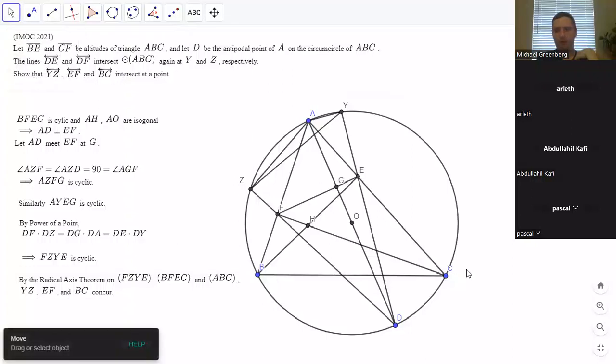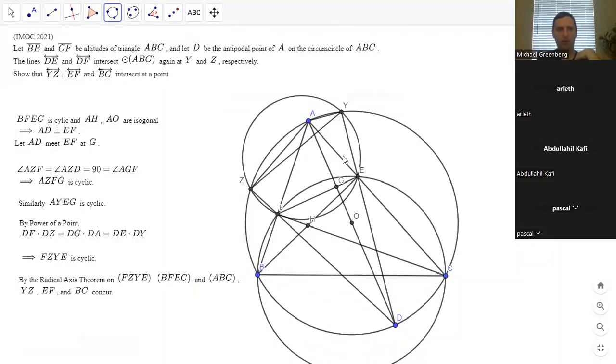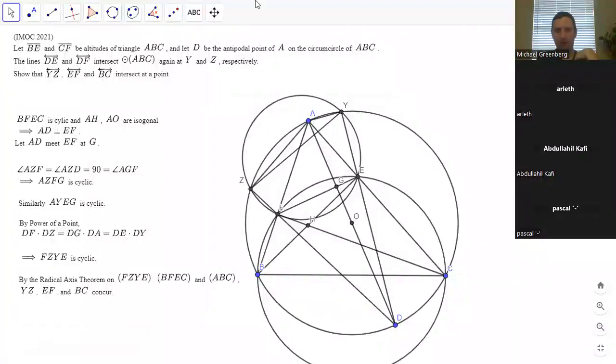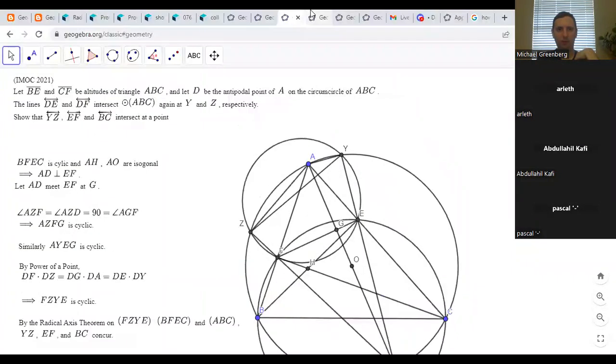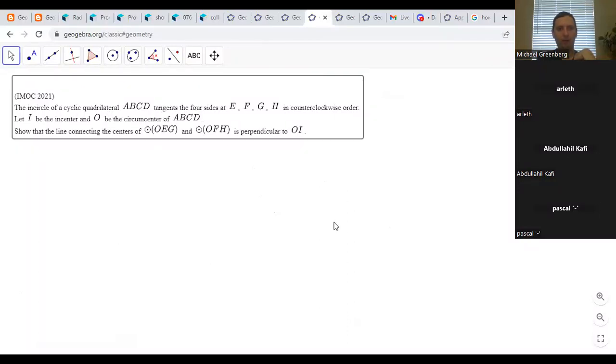All right, let's just draw on those circles. This one and this one. All right. Let's move to another problem. This one's kind of interesting.